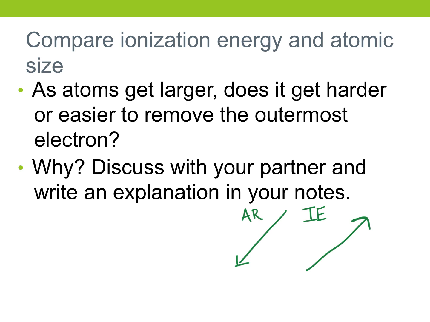So what happens to this attraction? It's weaker. If this attraction is weaker, is it easier to pull an electron off of it? Yes. So with larger atoms, it's easier to take that electron because they're further. That attraction is weaker.